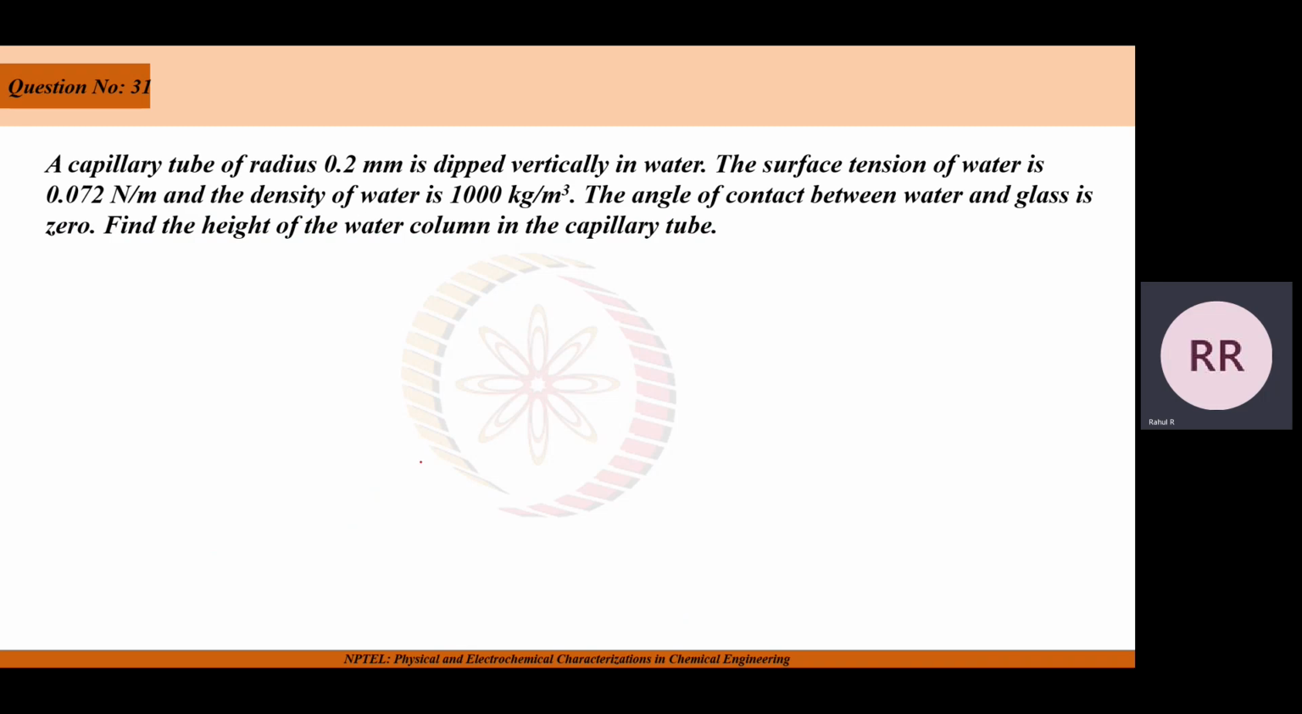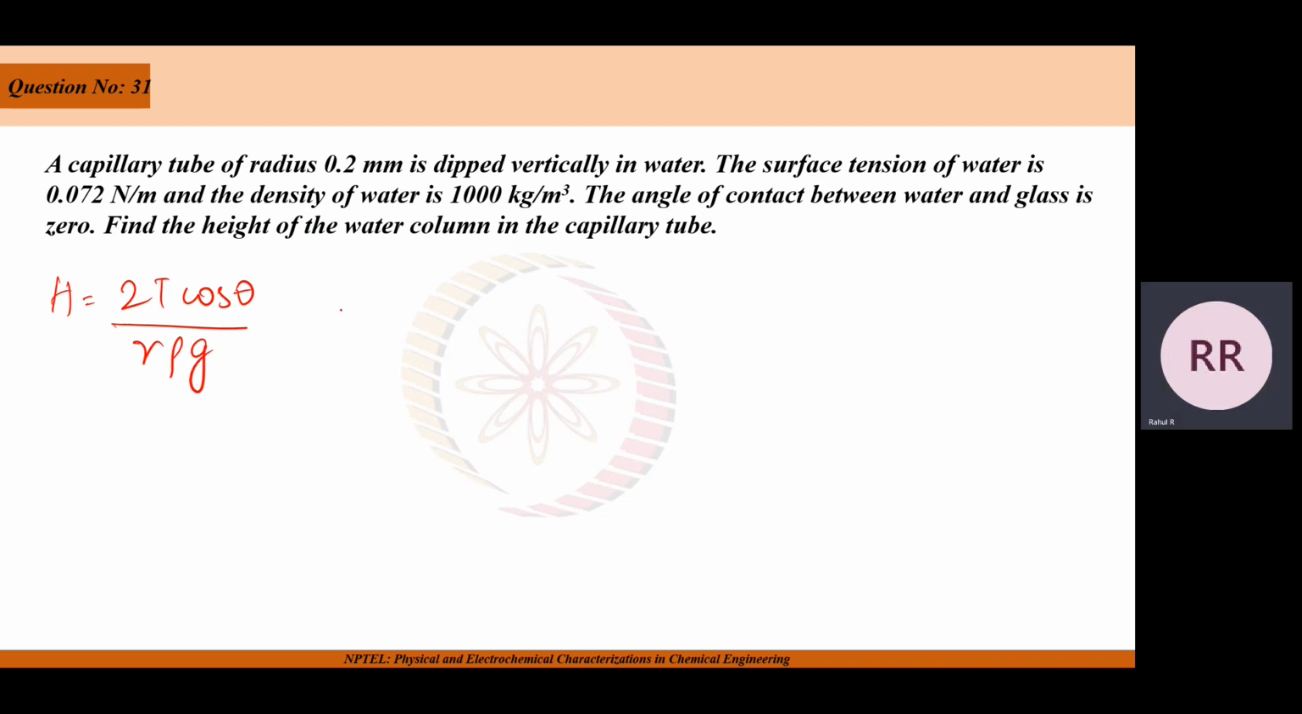A capillary tube of radius 0.2 millimeter is dipped vertically in water. The surface tension of water is 0.072 Newton per meter, and the density of water is 1000 kilogram per meter cube. The angle of contact between water and glass is 0. What is the height of the water column in the capillary tube? For this, we need a formula. The height h is nothing but 2T cos theta divided by R rho g.